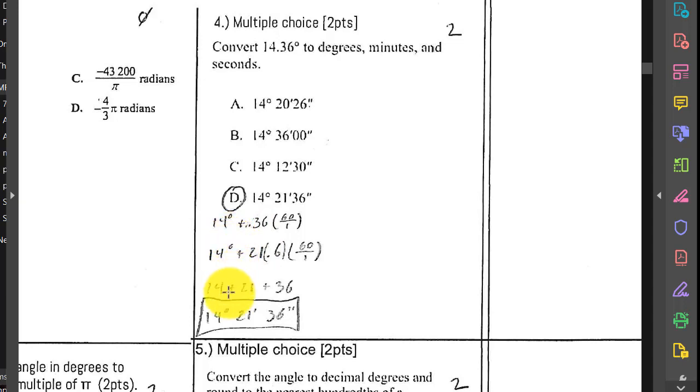Looks nice. Because of the multiple choice questions, students may have used their calculators, but remember, when you guys take the chapter test, you'll have a part that has calculator and no calculator. So if this is on the multiple choice, then you're going to have to do it by hand. So you're going to have to know how to convert that.